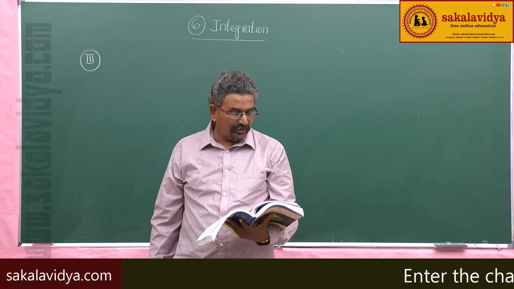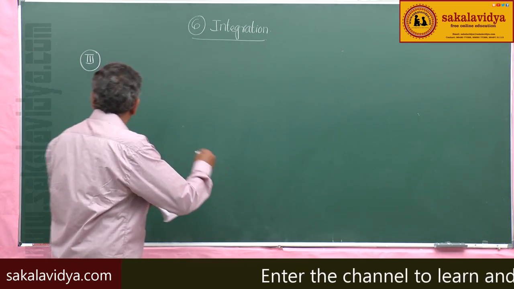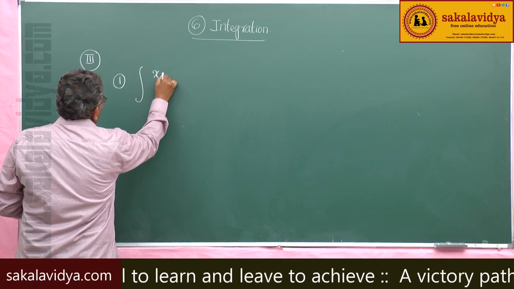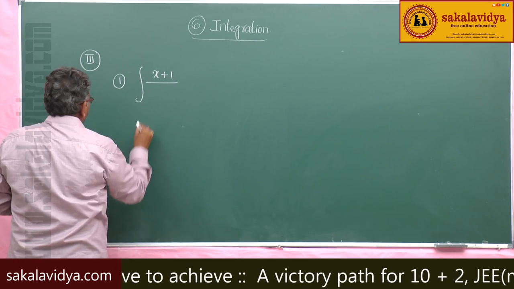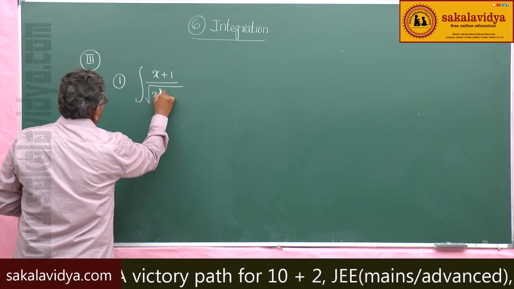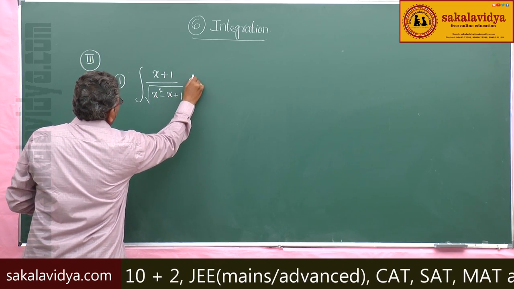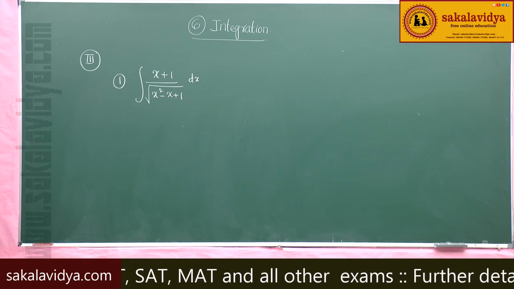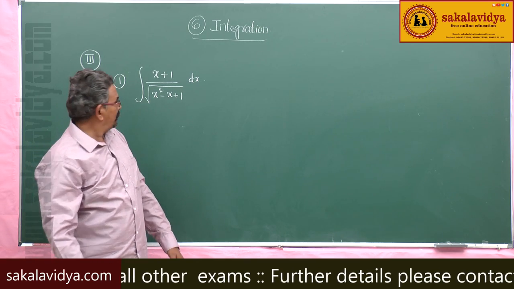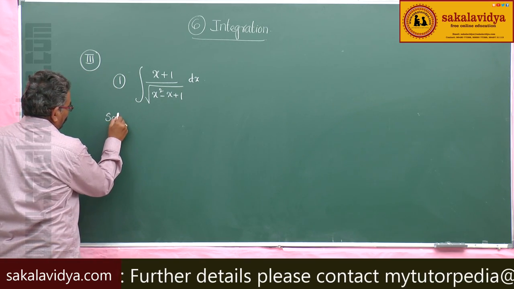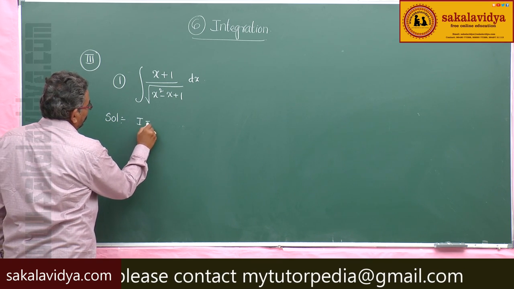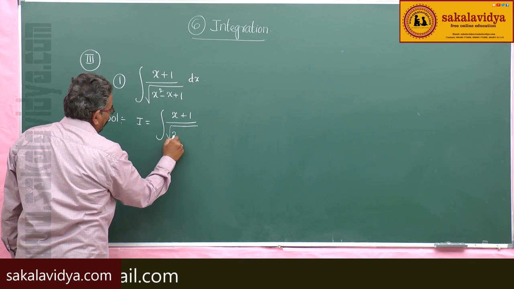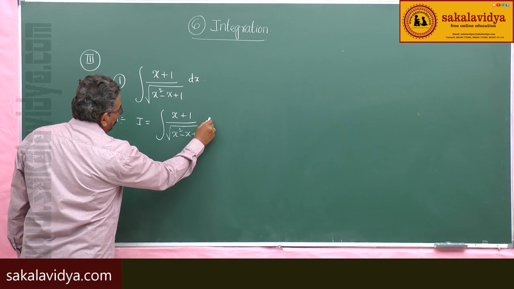Exercise 6D, third section, first problem. Evaluate the integral of x plus 1 by root over x square minus x plus 1 dx. Here, the solution: let us say I equals the integral of x plus 1 by root of x square minus x plus 1 dx.